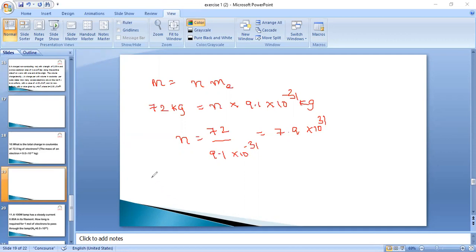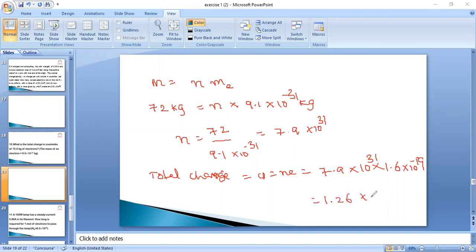But they're asking us to calculate total charge only. No? If these many number of electrons are there, then charge is nothing but Ne. So Ne is 7.9 into 10 power 31 into charge of each electron, 1.6 into 10 power minus 19. By multiplying these two, we get the answer here, 1.26 into 10 power 13 coulomb. So that is the total charge of 72 kg of electrons. Okay, next.